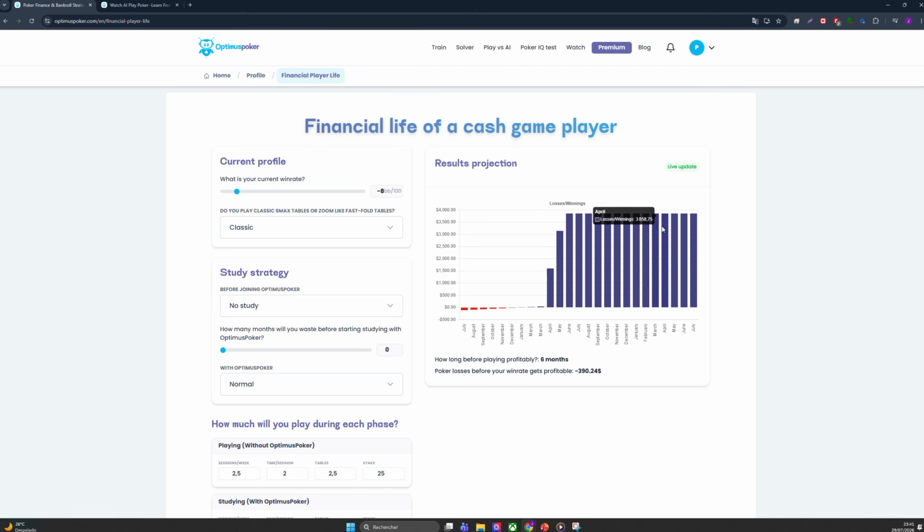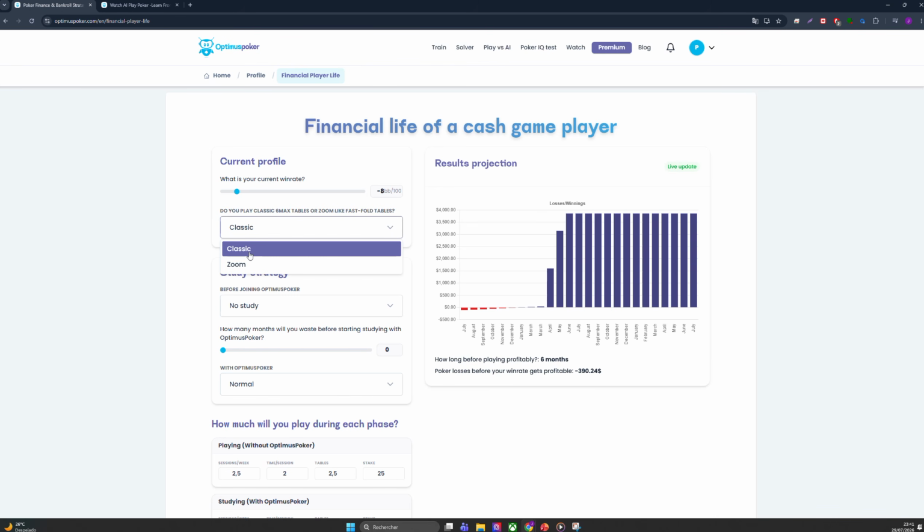For now, don't focus on this graph. I'm going to explain later how it works. This is pure modelization, but I'm going to explain that later. For now, we're going to focus on describing a profile. So our beginner is currently losing 8 BB every 100 hands played.